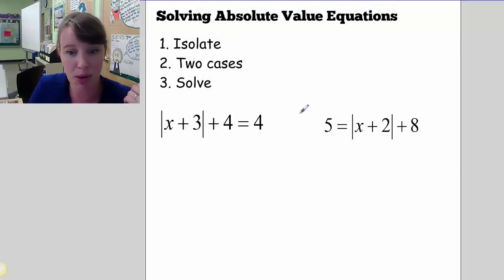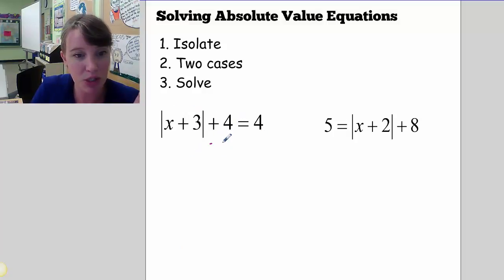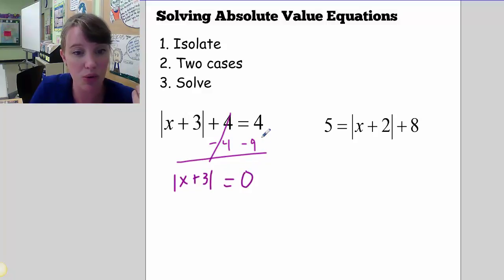Okay, let's do two more problems here. So here, remember, we want to isolate the absolute value expression. So in order to do that, I would subtract everything by 4. So I'd have the absolute value of x plus 3 is equal to 0 in this case. And remember, that's perfectly fine.